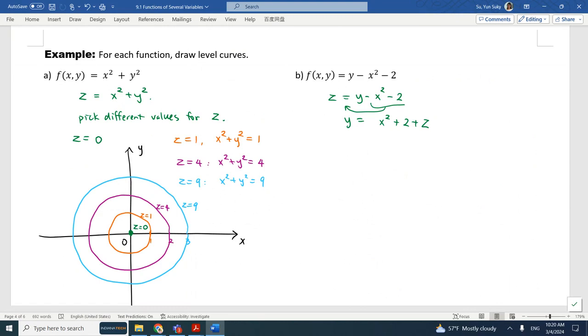Yes. Can z be 0? Can z be negative? Yeah. Yes. So in this case, z could be any number. And what happened to the different z? You just shift the parabola up or down, right?